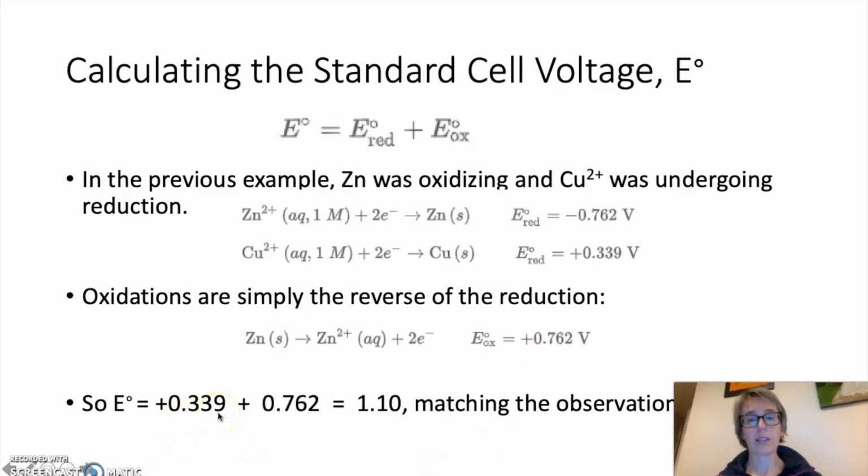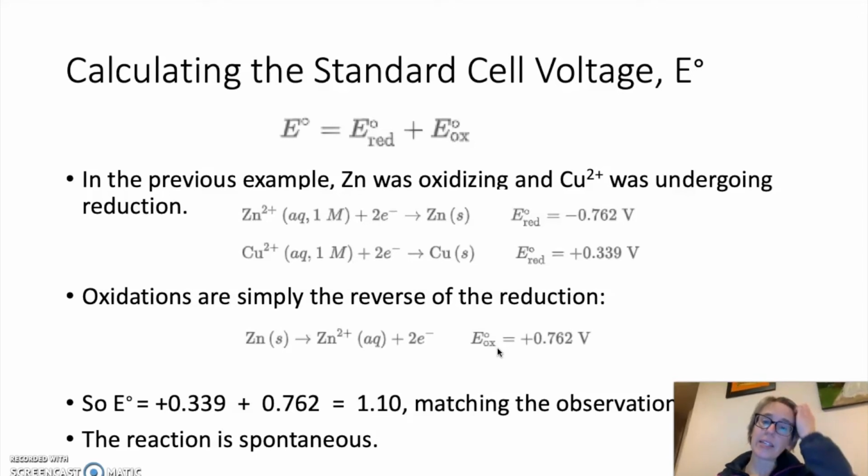0.339 volts. That's the standard reduction voltage for the reduction of copper. And then plus 0.762 volts for the oxidation, the standard oxidation voltage of zinc. And that gives me a voltage of 1.1, which, if you recall, that's what my voltmeter said when I had that on the diagram. So a positive value here indicates that this reaction is spontaneous.